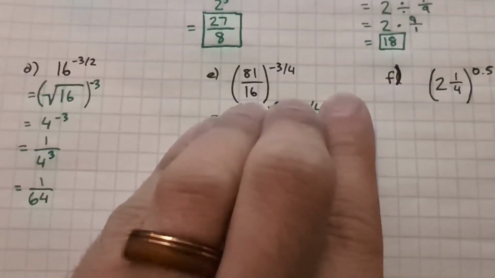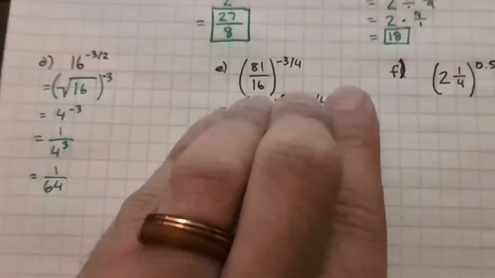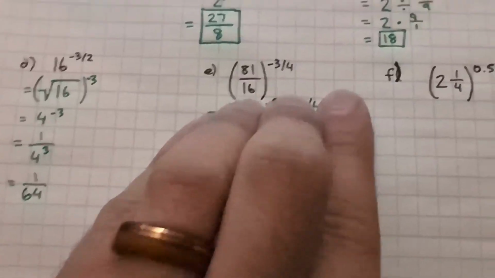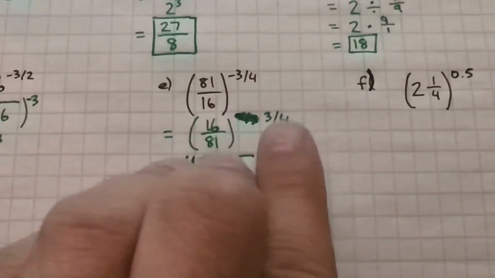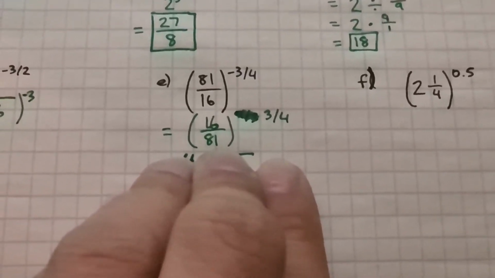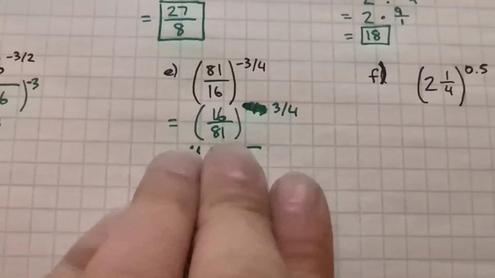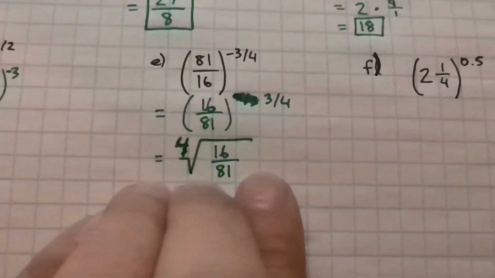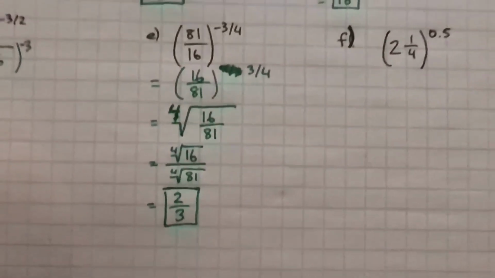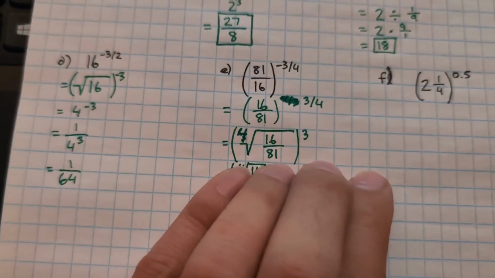For this one here, we have a fraction to the power of a negative exponent with the fraction in the exponent as well. So the first thing I did was I flipped the fraction to get a positive exponent. And then I used that fractional exponent, and I turned it into the roots. So the fourth root of 16 over 81, to the power of 3. And I'm just realizing I didn't include the exponent here. So now I have it fixed.